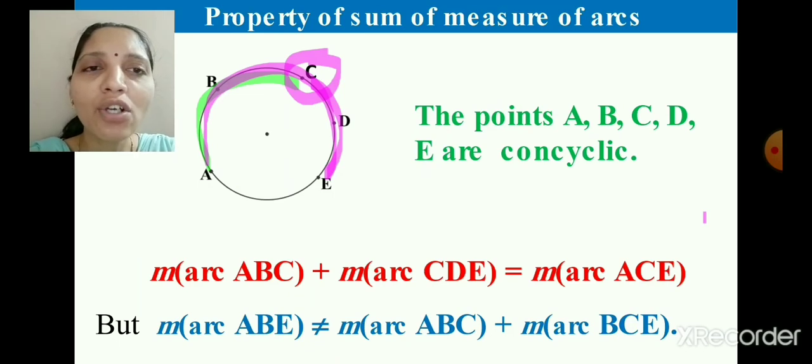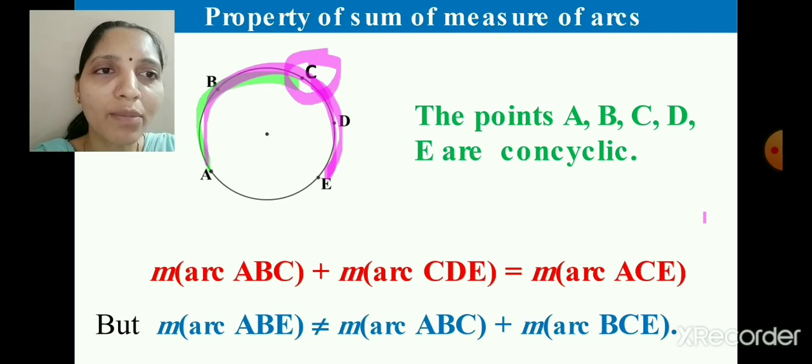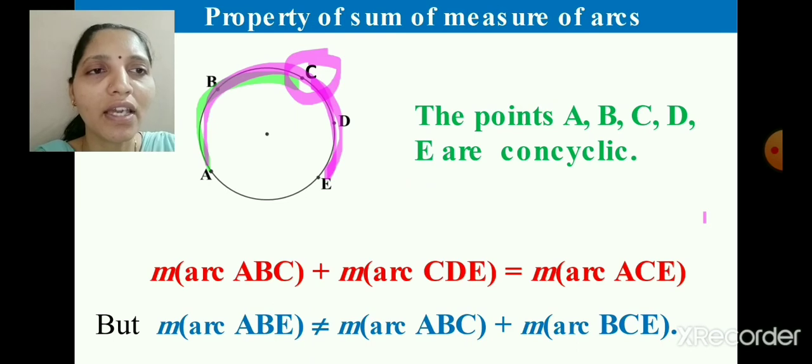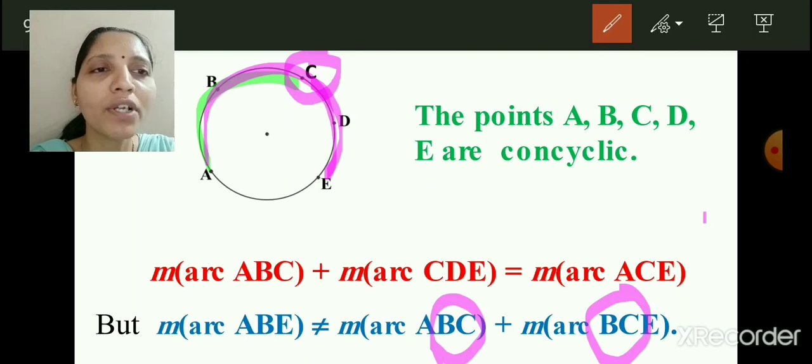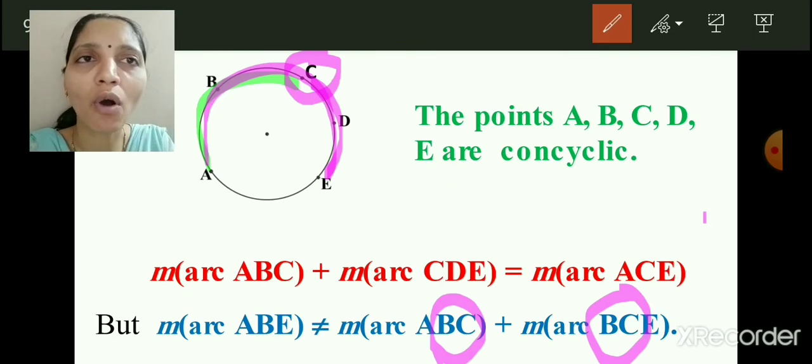But measure of arc ABE is not equal to measure of arc ABC plus measure of arc BCE. Now in these two arcs, how many points are common? Points B and C. These two points are common for these two arcs. So you cannot add such arcs to find the measure of the bigger arc. Are you getting it? There should be only one common point.